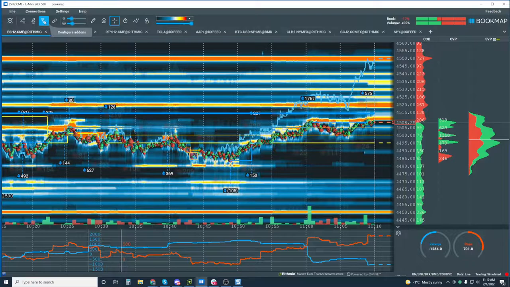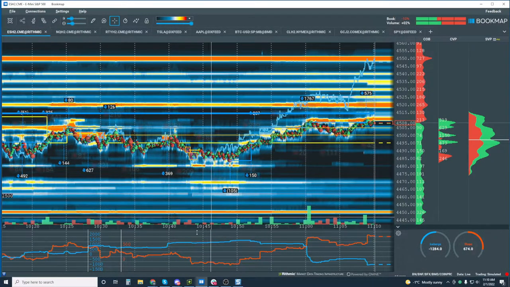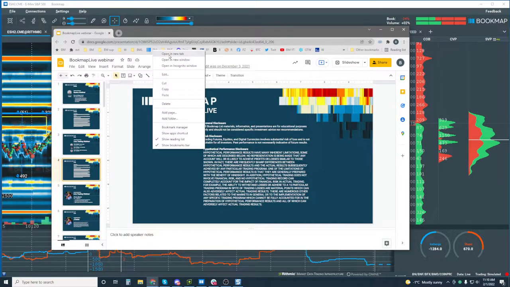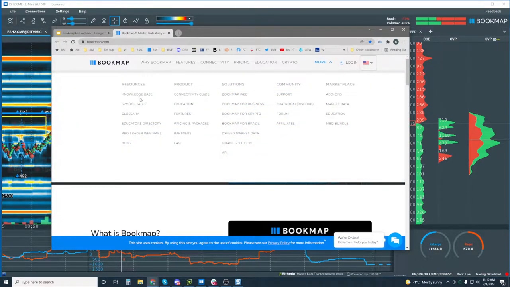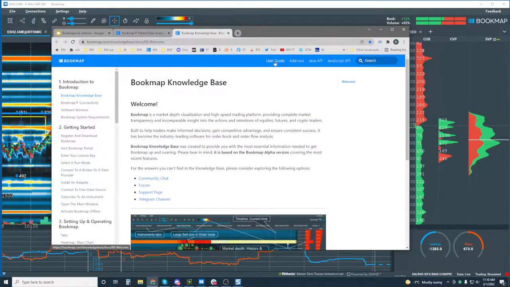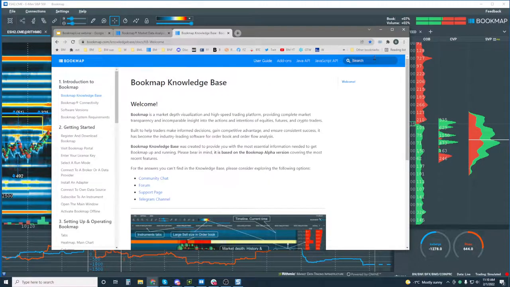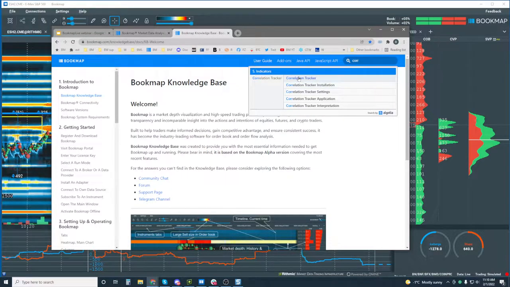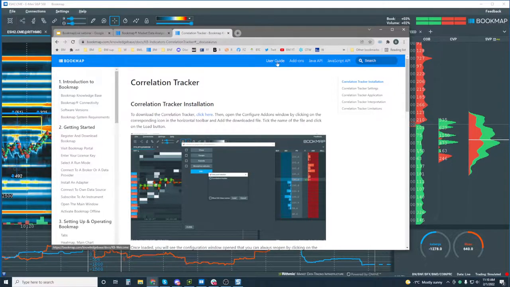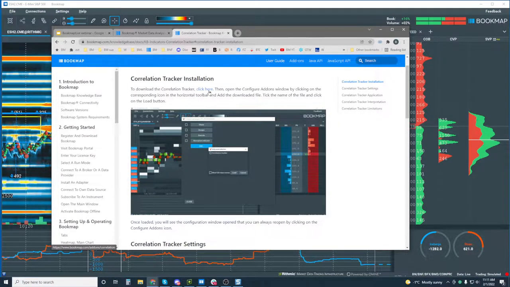So anyway, if you're interested in this correlation tracker, you go to the knowledge base, and I'll show you quickly where you can find that. So go to bookmap.com, click on the more button, resources, knowledge base. And then you're in the user guide section right now. We want to be in the add-on section, so click on that. Okay, and then scroll down a bit on the left side here, and you'll see, where is it? Correlation tracker. It should be in here. Okay. Let's go back to the knowledge base or the user guide and put in correlation. Yeah, there it is, correlation tracker, right? So let's go to that. Okay, so I'm sorry, I was wrong. It's in the user guide section, correlation tracker installation. You can download it here and install it.